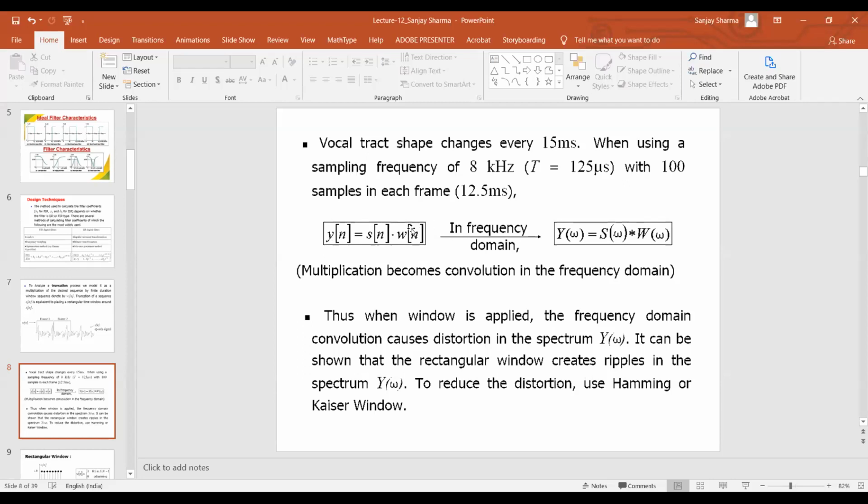But when you analyze the signal in the frequency domain, naturally the multiplication becomes convolution in the frequency domain. Because of this convolution, it introduces distortion in the signal. When a window is applied, the frequency domain convolution causes distortion in the spectrum. We will mathematically analyze how this distortion comes.